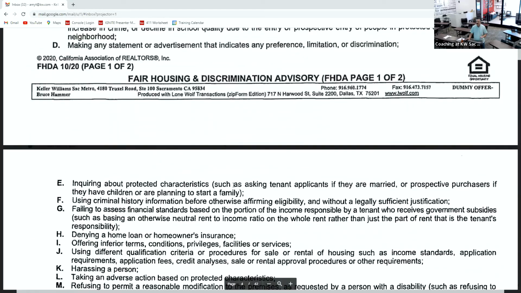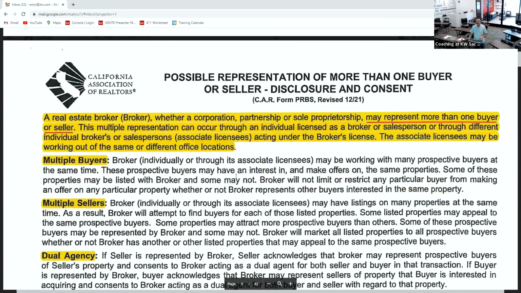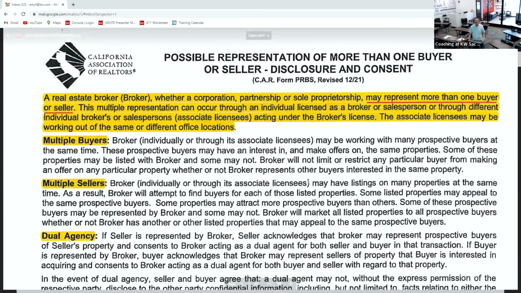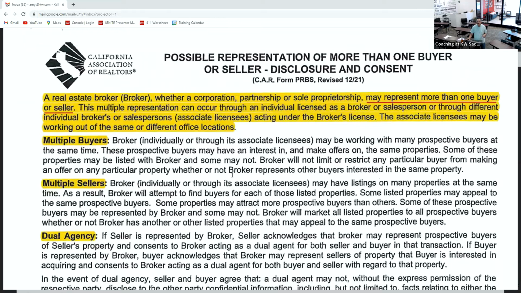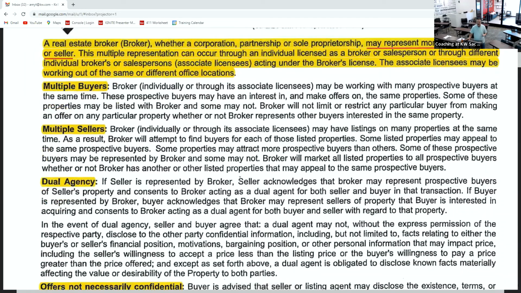So I'm going to go through the rest of the fair housing stuff. The next page in the purchase offer is a possible representation of more than one buyer or seller disclosure and consent. I talked about this in the listing contract a little bit. This is a form that came about because of a lawsuit in Southern California.